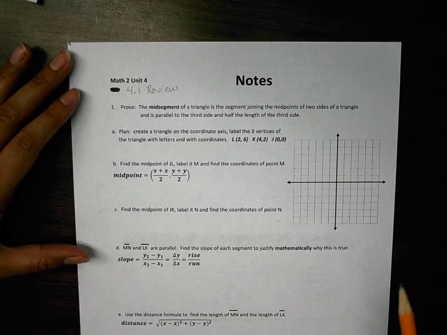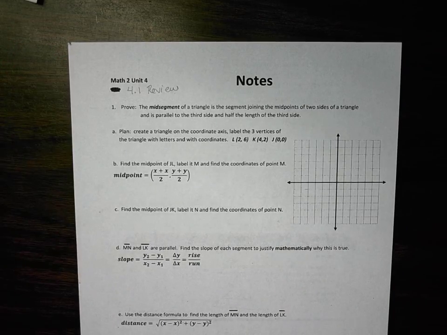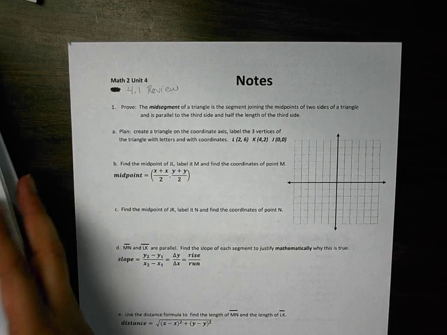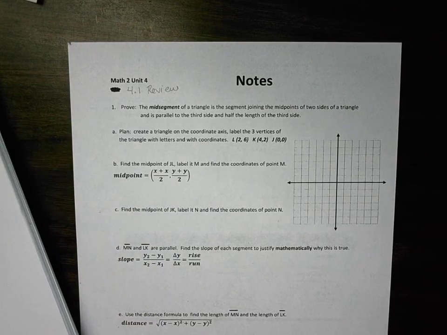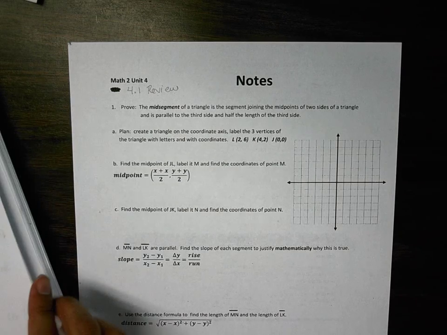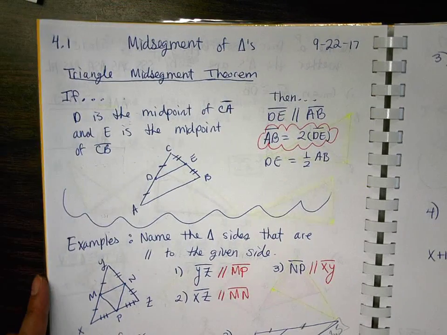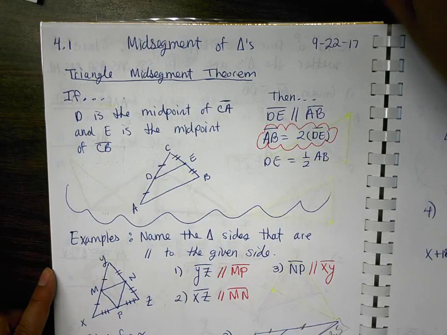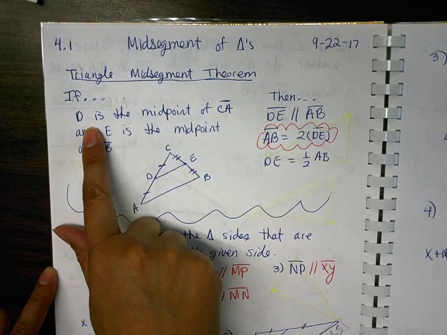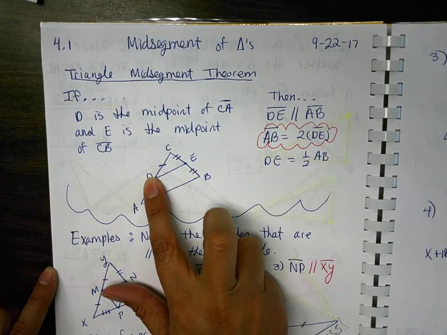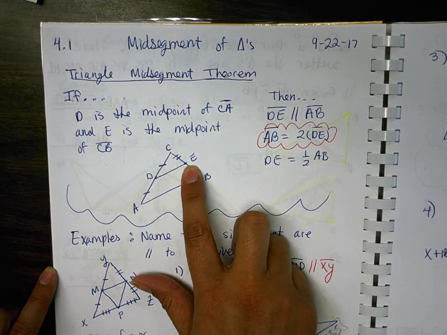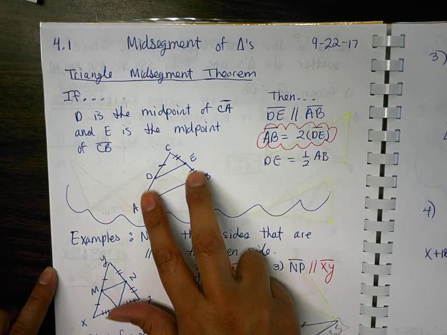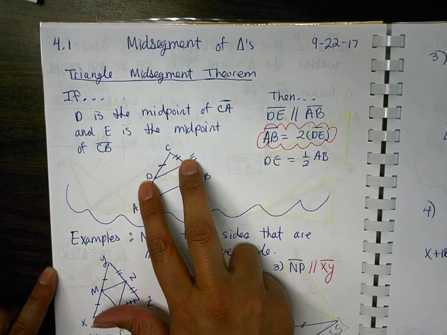All right. Do you guys remember from our lesson 4.1, the mid-segment theorem that we had? Do you guys remember that? Okay, here it is. It stated that if D is the midpoint of CA and E is the midpoint of CB, then AB is double the length of DE. Do you guys remember that?